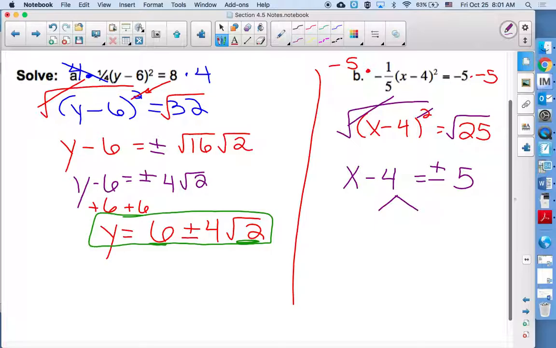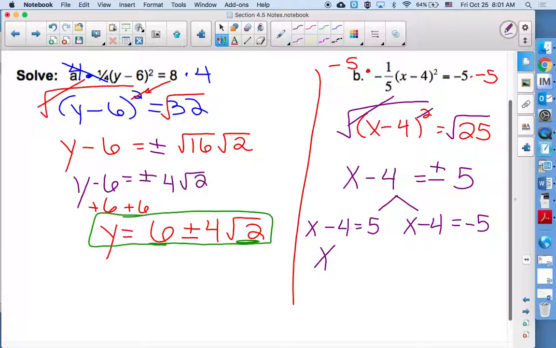You can think of this as really having 2 separate equations. One equation would be x minus 4 equals positive 5. The other equation is x minus 4 equals -5. That's what the plus or minus is saying. And if I have a nice number here, I can find those 2 specific answers. Whereas over here, because it's a square root, we cannot find 2 specific answers.